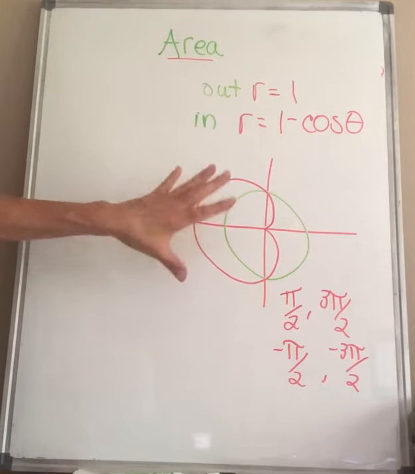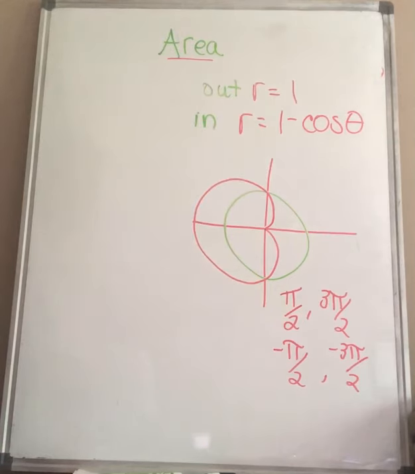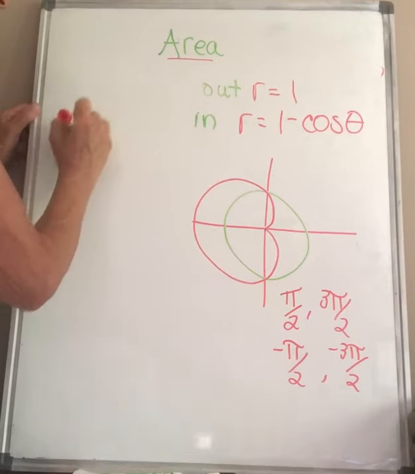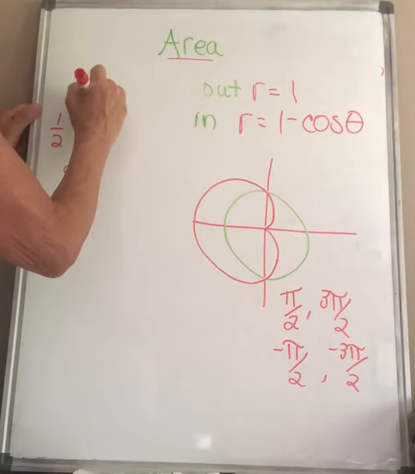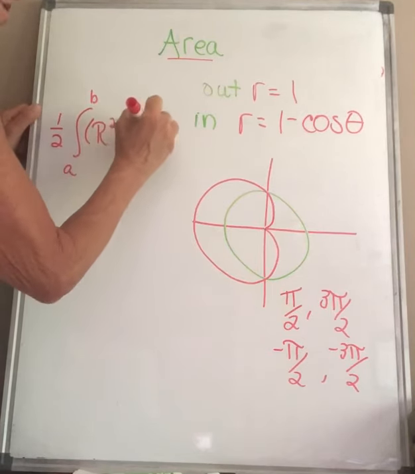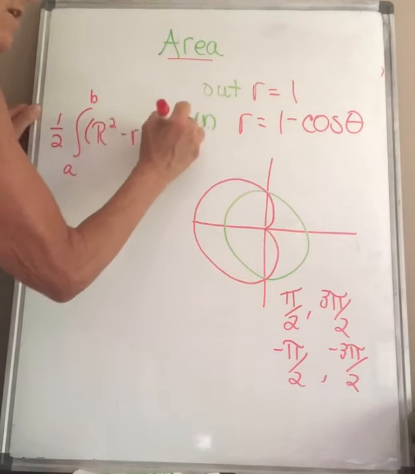Okay, so that's a big deal. We were able to adjust our window. Just like before, when we had two radii, remember it was a capital R squared minus a lowercase r squared. We do the same thing. We have 1/2, and we're going from A to B. These are our theta values, and it's the larger squared minus the smaller squared d theta.